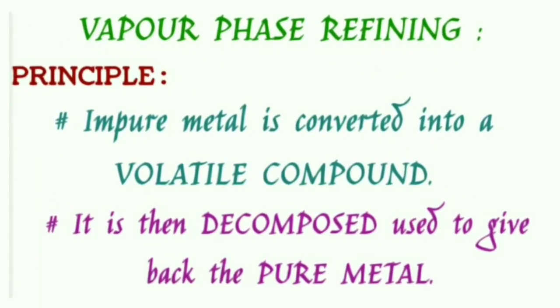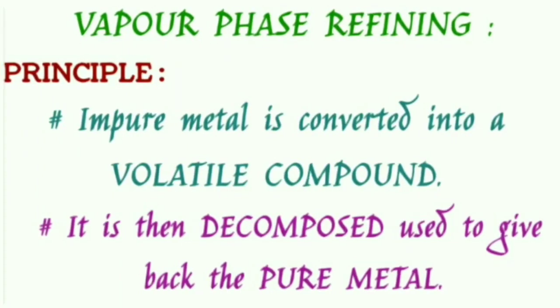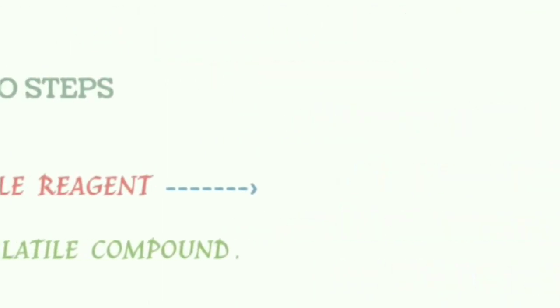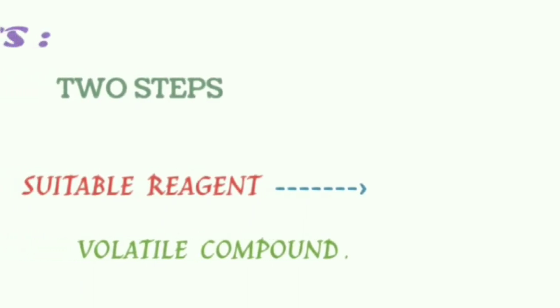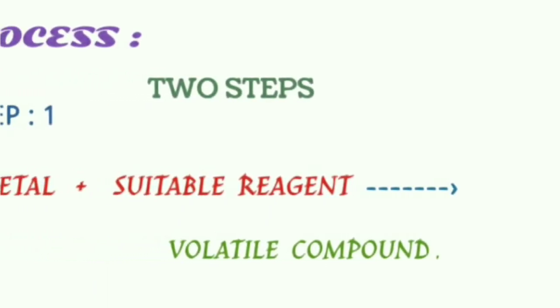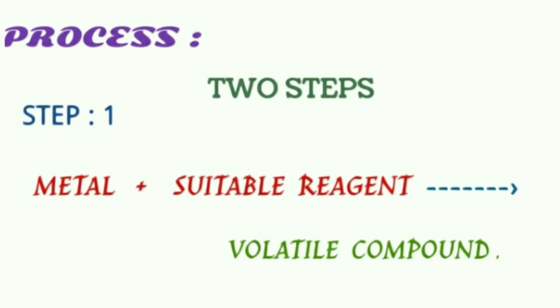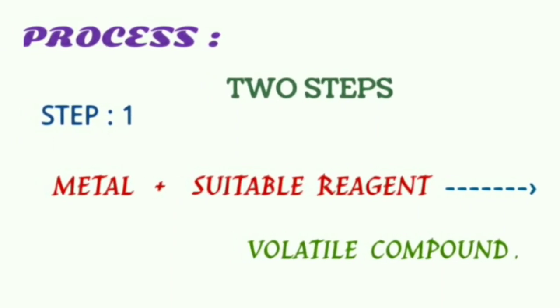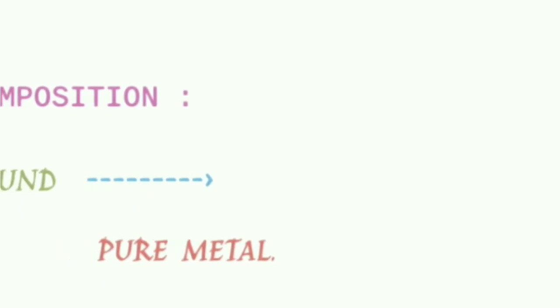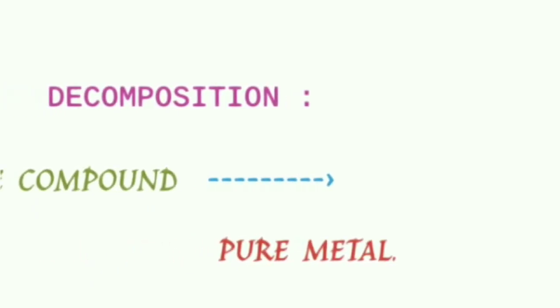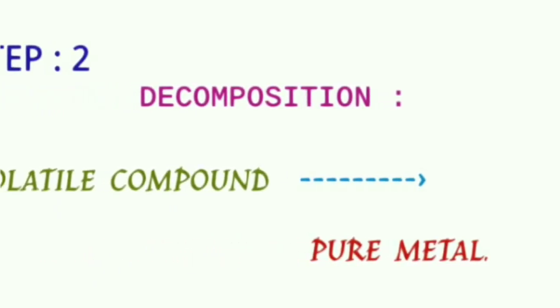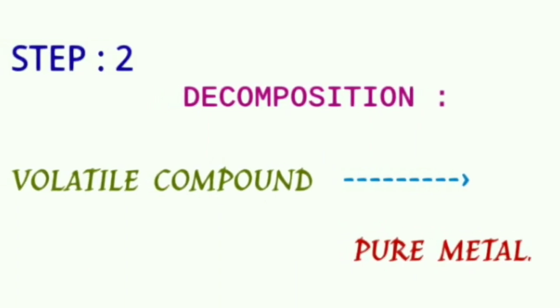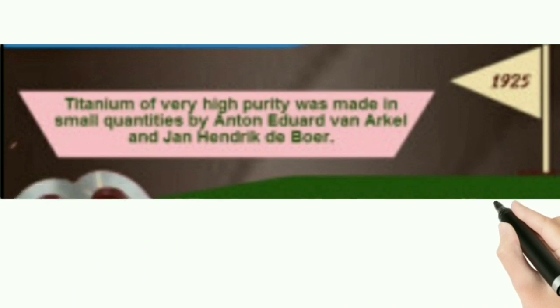Let me explain. If an impure metal is converted into a volatile compound, and the volatile compound is decomposed, we get the pure metal. So this process is carried out in two steps. One is what I told you, that impure metal should be converted into a volatile compound by adding a suitable reagent. And the second step is that the volatile compound has to be decomposed, and then only we will get the pure metal. This Van Arkel process was developed in the year 1925.